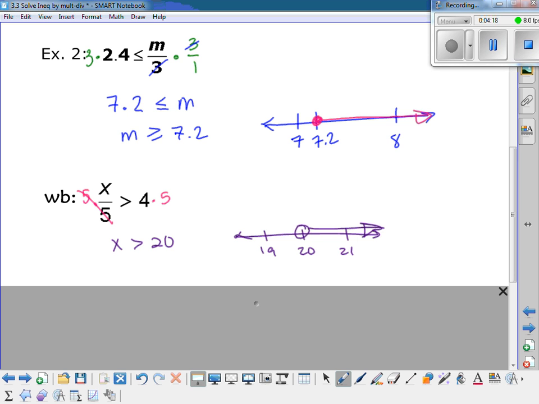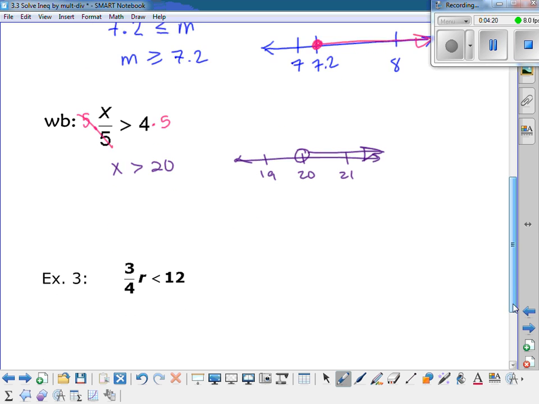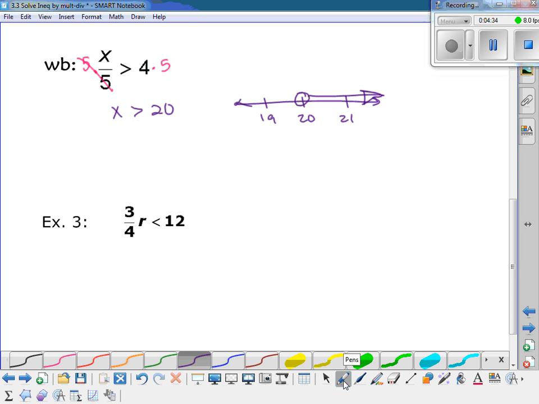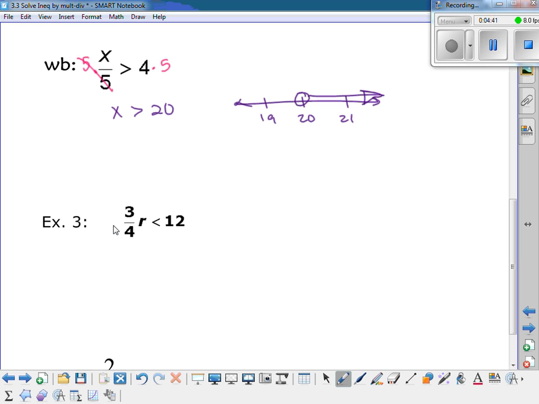Okay, one more for your notes, and then you guys are going to be able to start on your homework. All right, so example 3. 3/4 r is less than 12. Okay, so how do we get rid of a fraction? Multiply by the what, everybody? Reciprocal. So the reciprocal of 3/4 would be 4/3.